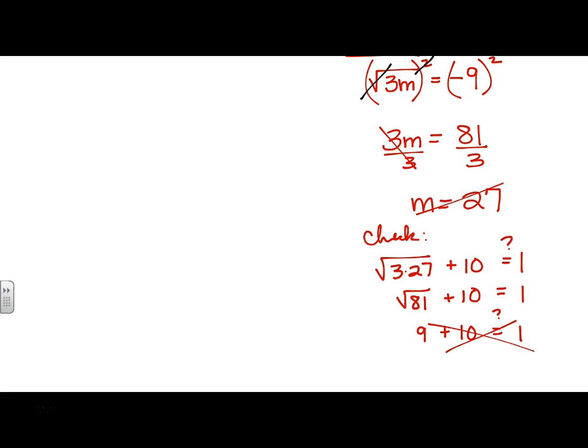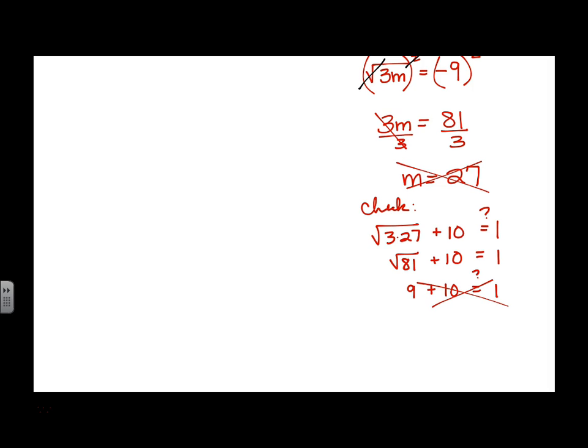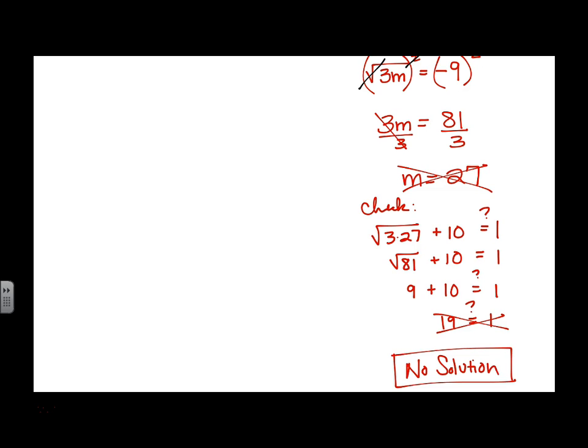You can keep going. Does 19 equal 1? Does that make sense? So we say the solution, what's that snazzy word to explain him? The answer is no solution. The name of this guy is extraneous. That's the adjective. He's an extraneous solution.